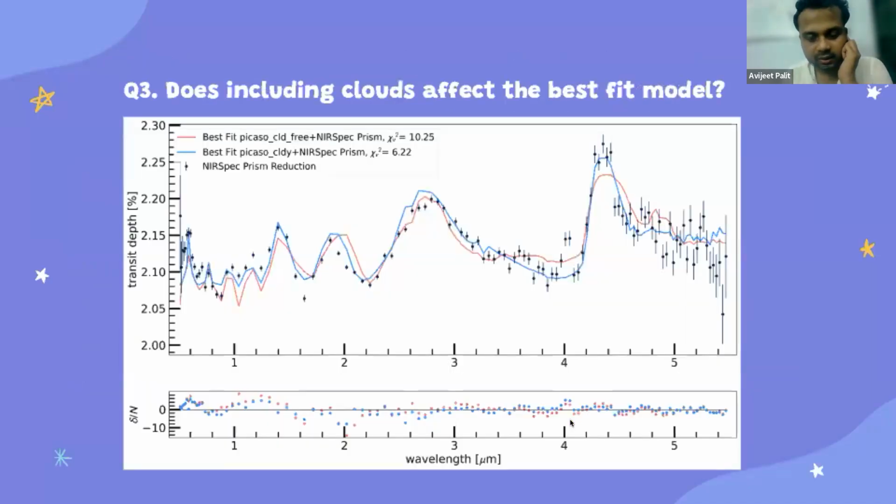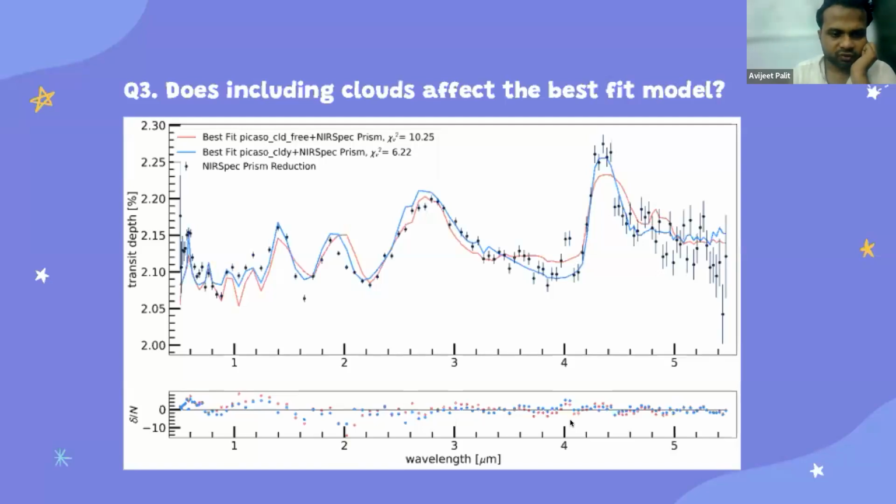So our third question is, does including cloud affect our best fit model? So yes, as we observe from the graph of the NIRSpec Prism reduction spectrum, if you can observe it closely, the blue line represents best fit with cloud, and the orange line represents best fit without cloud.